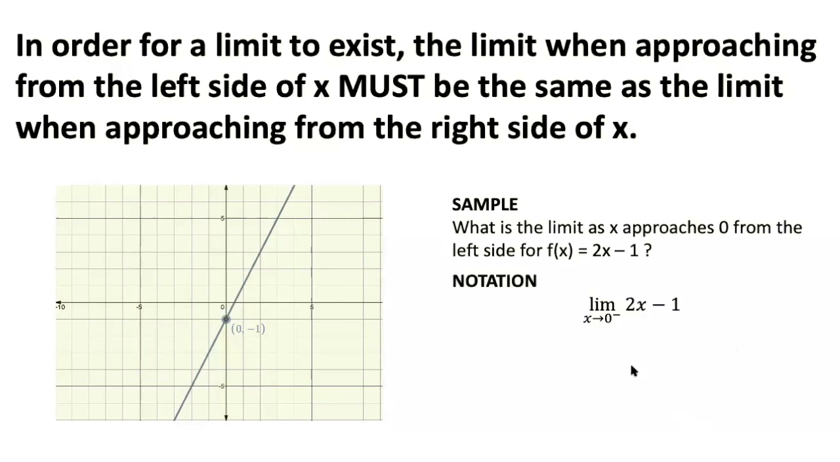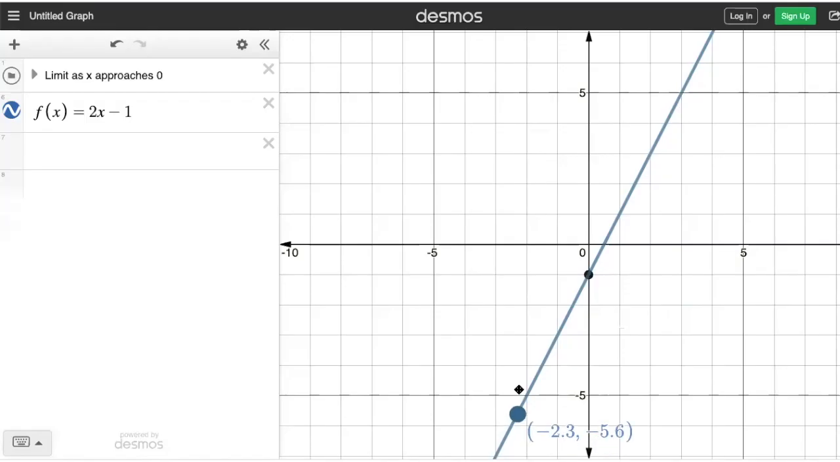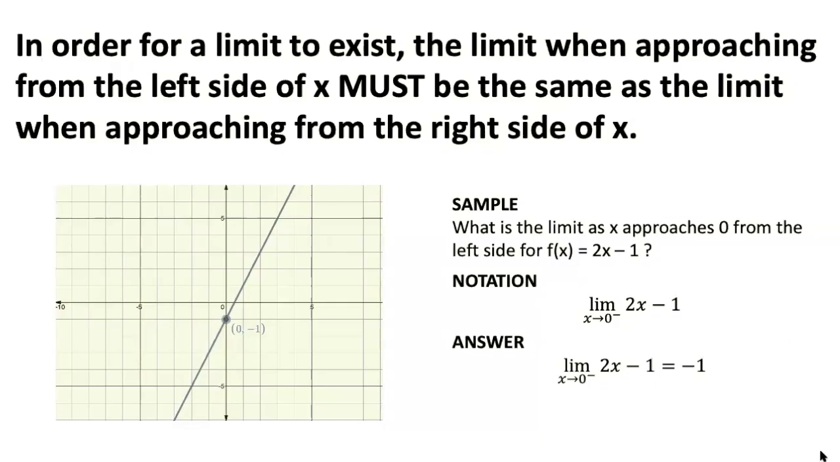With the notation, you'll notice we're approaching 0 and there'll be a little minus sign to the right of it. That's indicating that we are approaching from the left. A negative sign there always means approaching from the left. As I approach from the left-hand side of this point, again, I'm watching the y-coordinates as x becomes closer and closer to 0. And I notice the y-coordinates are approaching -1. So the answer would look like this.